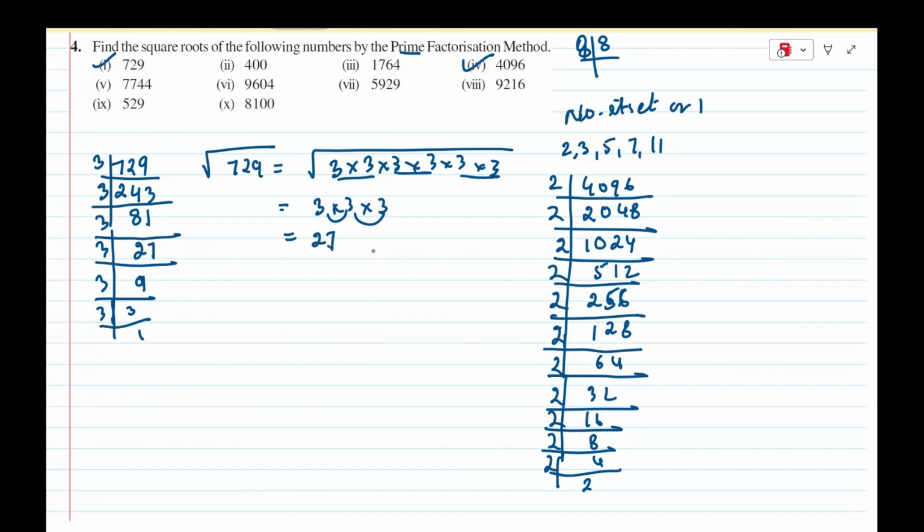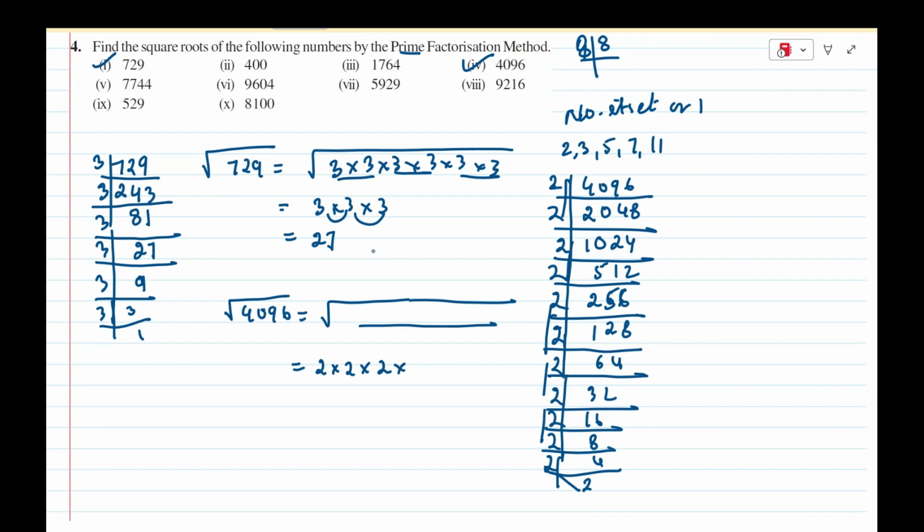Okay. So how many 2s do I have? The square root of 4096 will have how many 2s? If you count the pairs, 1 pair, 2 pair, 3 pair, 4 pair, 5 pair, and 6 pair. So instead of writing all the numbers over here, that many 2s, I'll write 6 2s outside the square root.